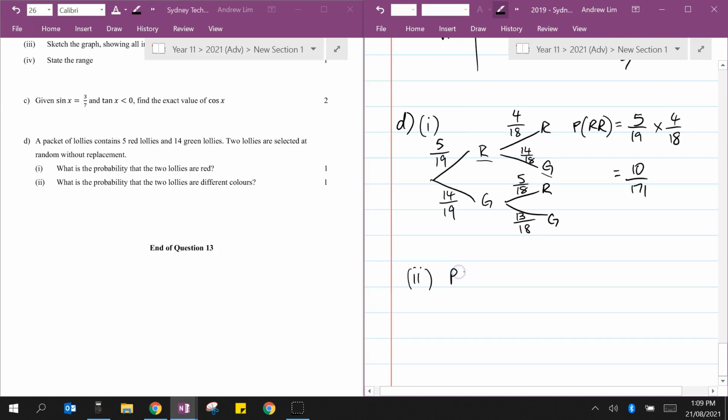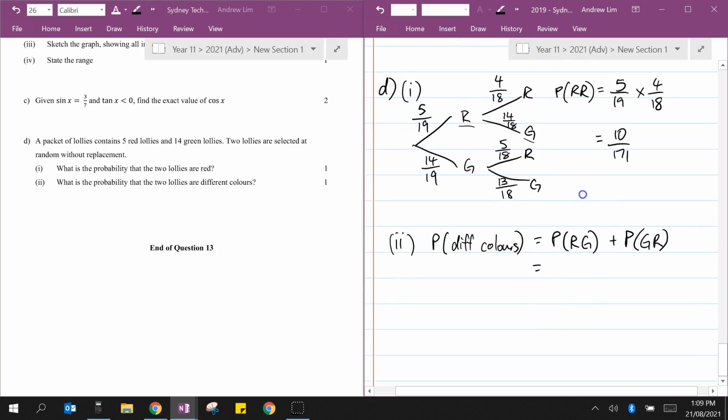So it'll be the probability that they are different colors, which is the probability that you get red first and green, plus the probability that you get green first and then red. So the probability that you get red first and green is 5 out of 19 times 14 over 18. And the probability that you'll get green first is 14 out of 19, and then red is 5 out of 18.